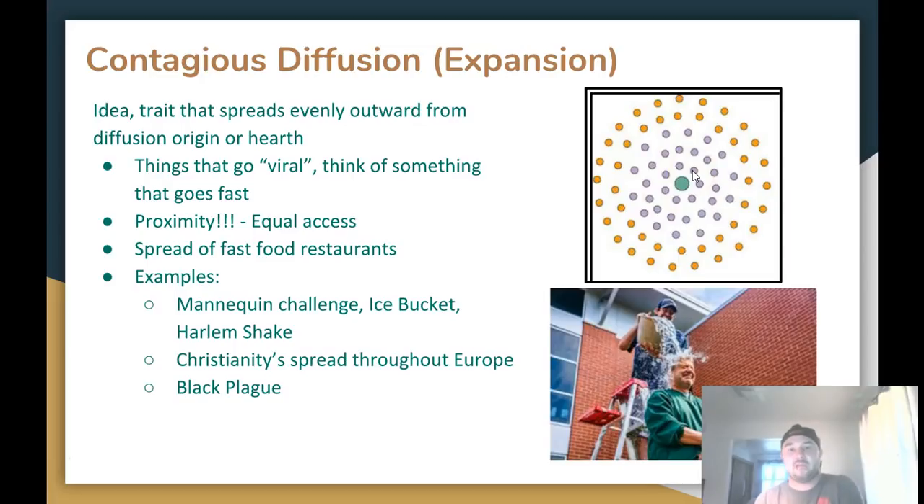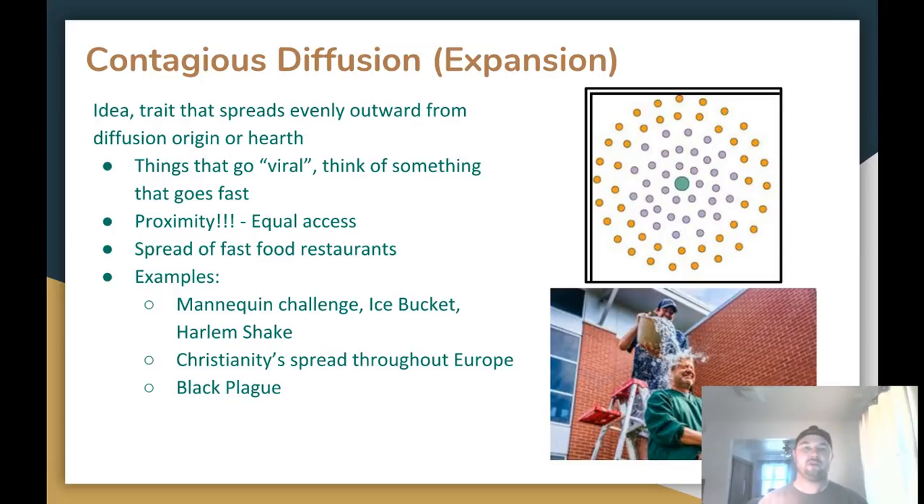The next people to kind of experience that are people that are next to the internet, people that have access to the internet. And then those people, it doesn't have to be on the internet, but they can spread it to other people around them, the people that have the closest connection to them. This is all about proximity. Think about things that go viral, Ice Bucket Challenge, Mannequin Challenge.